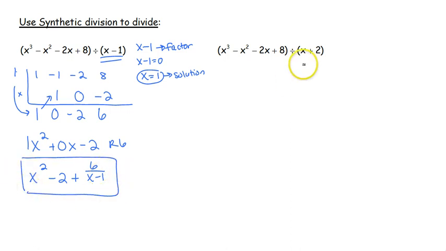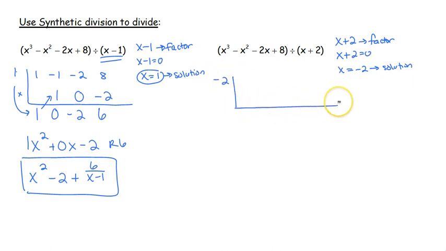Alright, next one, we've got x plus 2. So remember, x plus 2 is the factor. And that comes from x plus 2 equals 0, which means x is equal to a negative 2 is the solution. In synthetic division, we use the solution. So we have a negative 2 on the outside. We double check our exponents, 3, 2, 1, 0. So we've got 1, negative 1, negative 2, 8.